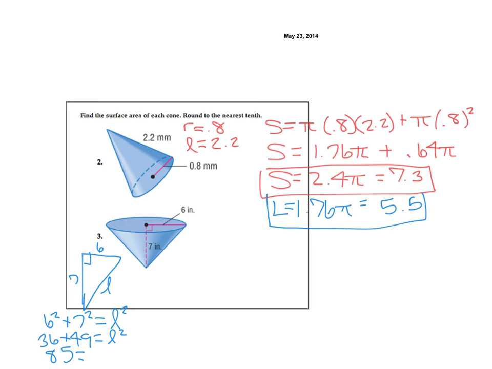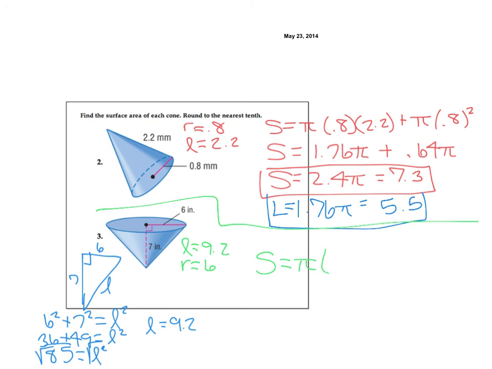And then we're going to take the square root of that. So our slant height will be 9.2. All right, so then we have our slant height is 9.2. We have our radius of 6. We're going to plug this in. All right, and we're going to multiply through.